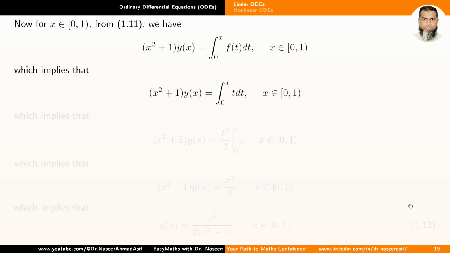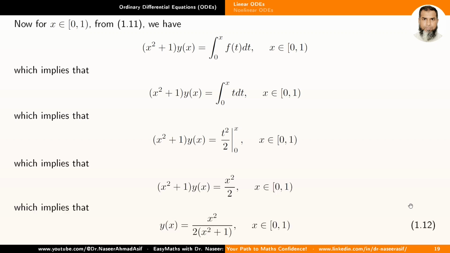So (s+1)y(x) = ∫ from 0 to x of t dt, where x ∈ [0,1). So (x+1)y(x) = t²/2 from 0 to x, where x ∈ [0,1). So (x+1)y(x) = x²/2, where x ∈ [0,1). So y(x) = x²/(2(x+1)), where x ∈ [0,1).